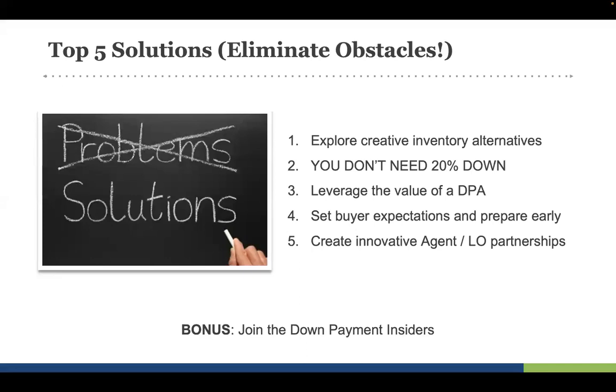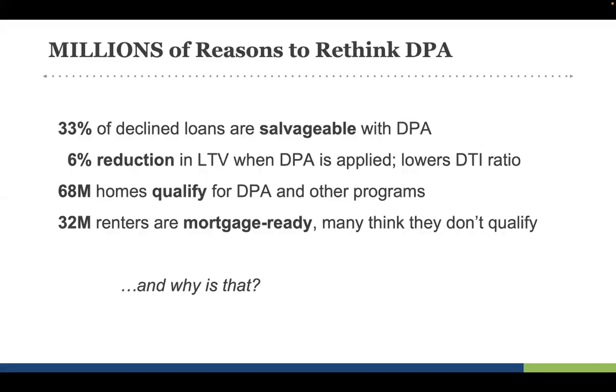Make sure everybody knows what needs to be done for the DPA, and they do that on time to avoid delays. And lastly, create innovative agent and loan officer partnerships. Bonus, join the Down Payment Insiders. I'll show you that in just a second. But I told you earlier, I'd give you millions of reasons to rethink down payment assistance.